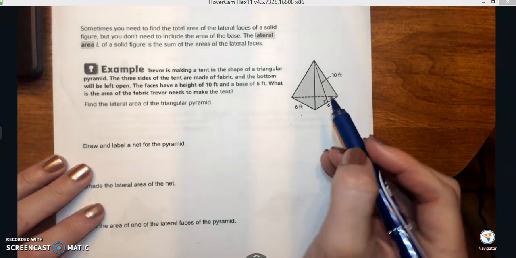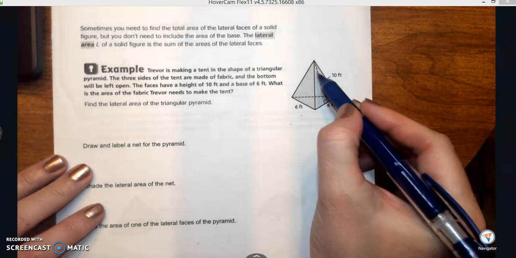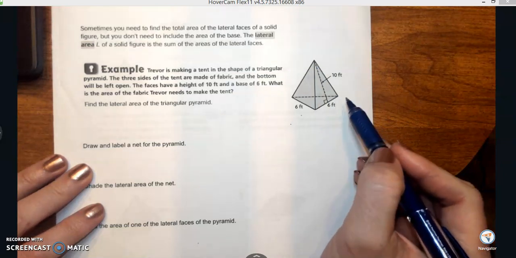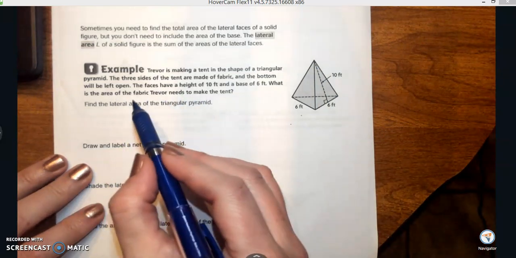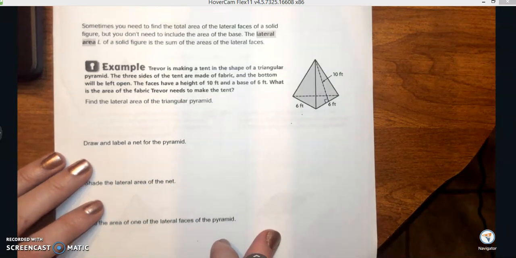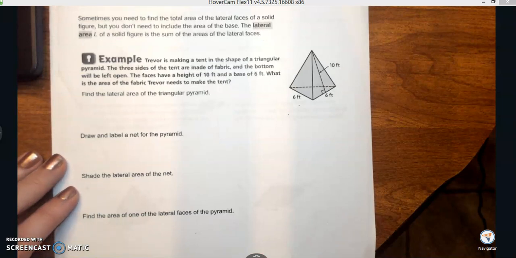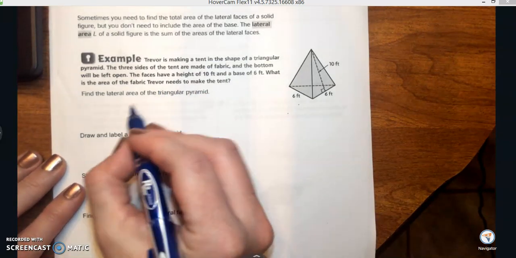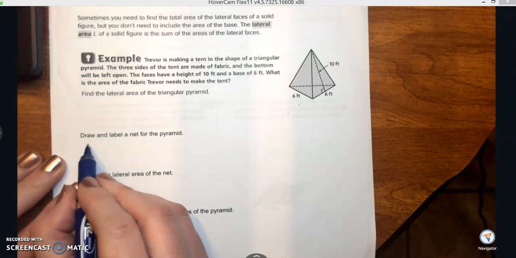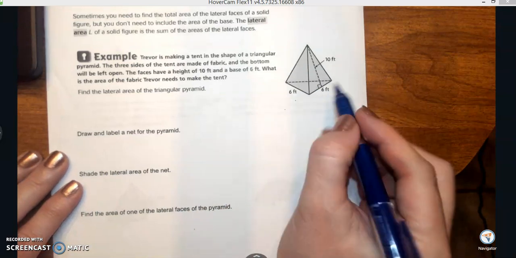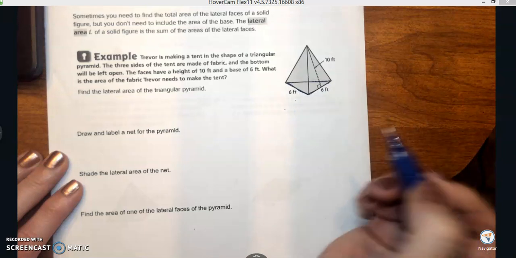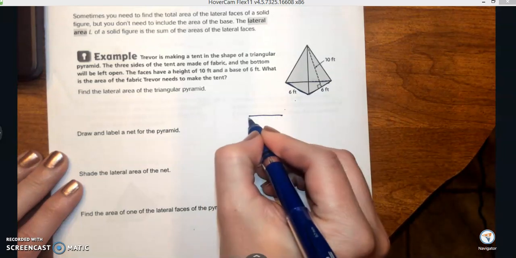It tells us that the faces have a height of 10, and that's labeled for us already. And the base is 6. That's also labeled for us. So what is the area of the fabric Trevor needs to make the tent? Alright, so first we're going to draw and label a net for the pyramid. If I'm looking at the base, I can tell that the base here is a triangle. So here's my triangular base.